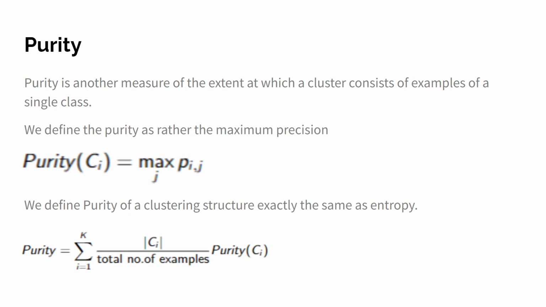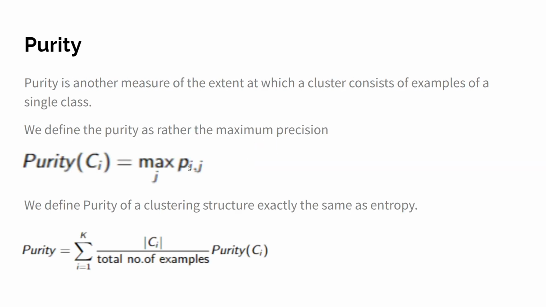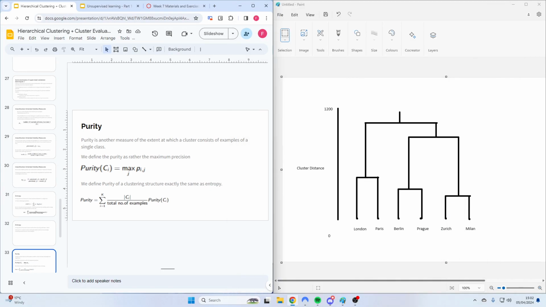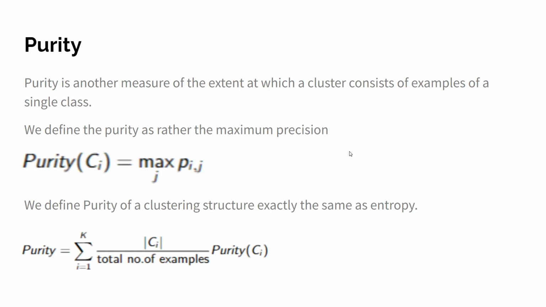Purity is very similar to entropy, but purity, rather than taking log 2 of a precision and then summing it all up, we just look at the maximum precision, which is, I think, the worst case. So we just look at the worst case and we say that's the purity of it. And then exactly the same as the last one, we calculate the purity of every cluster and then weight it based on its size. If that makes sense, it's just a similar thing, but rather than doing the precision times the log of the precision, we just take the worst case. We say the max precision.